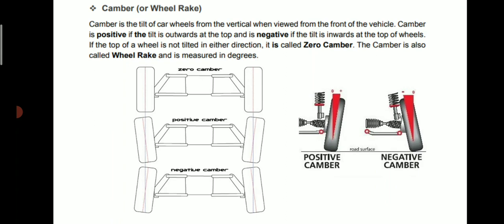Let us see what is meant by camber. Camber is also called wheel rake. Camber is the tilt of a car wheel from the vertical when viewed from the front of the vehicle. Camber is positive if the tilt is outward at the top and negative if the tilt is inward at the top of the wheel. If the top of the wheel is not tilted in either direction, it is called zero camber. Camber, also called wheel rake, is measured in degrees. In this figure you will see zero camber, positive camber, and negative camber.